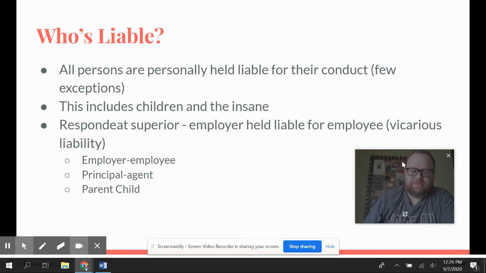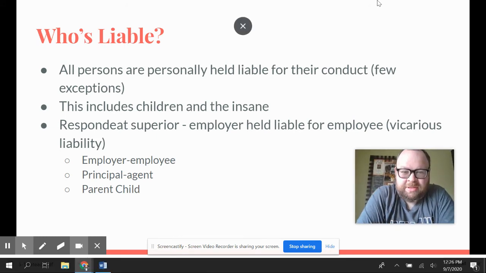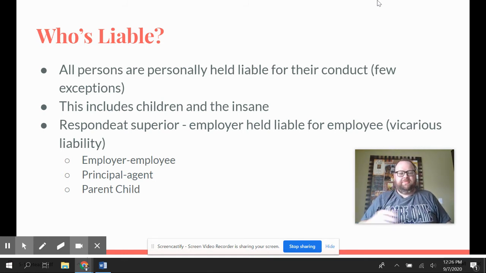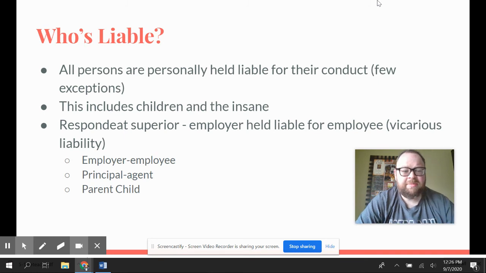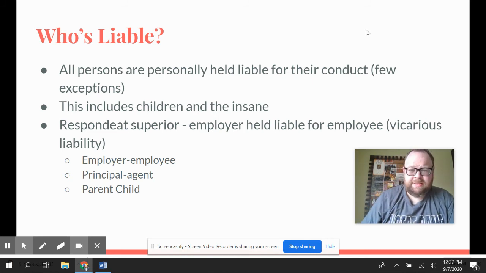And then we look at who's liable. So, all persons are personally held liable for their conduct. There are a few exceptions. This includes children and the insane. And one thing that we talked about just a few minutes ago, respondeat superior. So this is when an employer is held liable for their employee. And this goes a little bit farther. So employer, employee, principal, agent, and then even parents are liable for their child. So if my child goes and attacks another kid, who's going to be liable for that? We are.